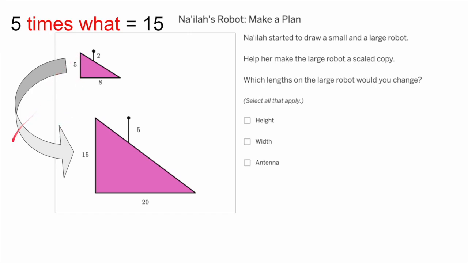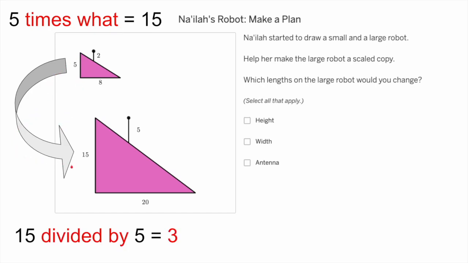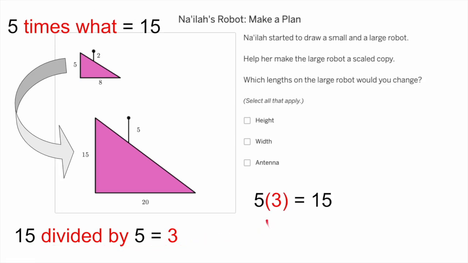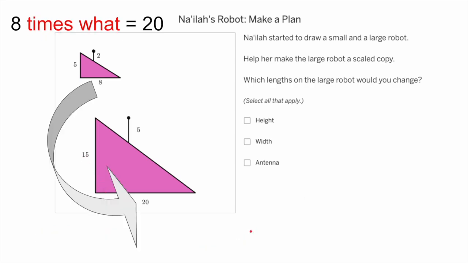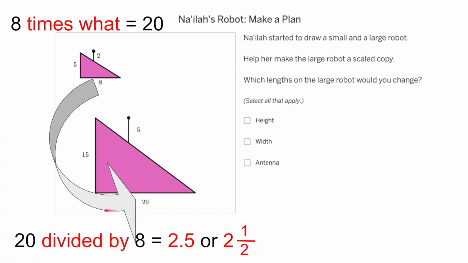5 times what equals 15? Well, 15 divided by 5 is 3. So 5 times 3 is 15. 8 times what equals 20? Well, 20 divided by 8 is 2.5. So 8 times 2.5 is 20.